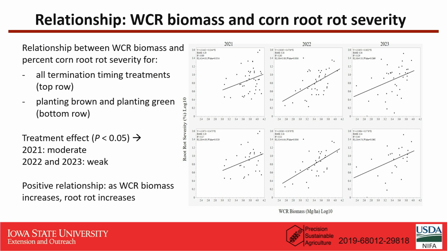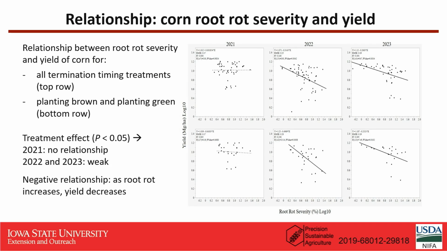And that just means that the strength between those two factors was weak to moderate across the 3 years. So for the other two factors, we looked at corn root rot severity and corn yield. Again, the top row is all termination timing treatments, and the bottom row is planting brown and planting green.